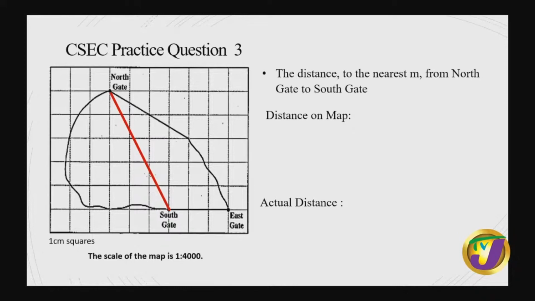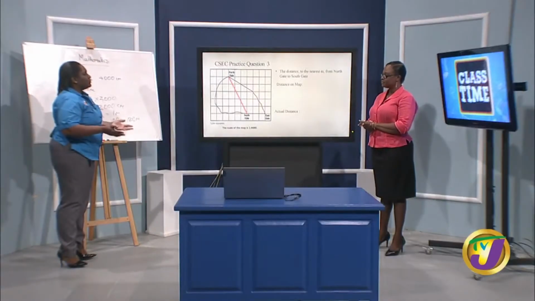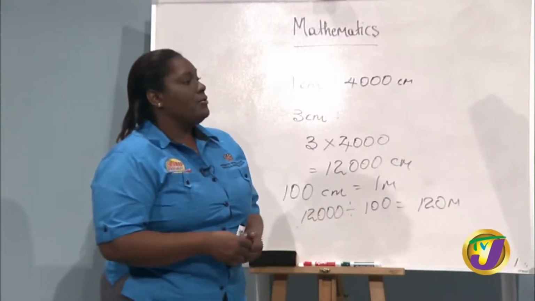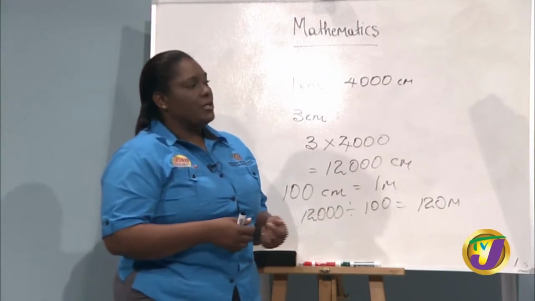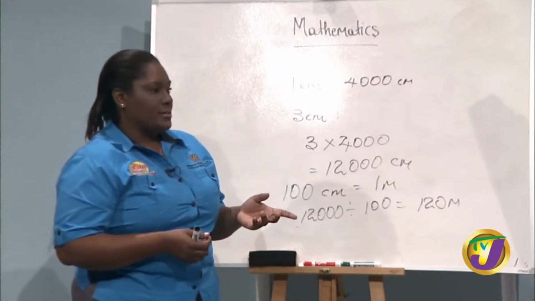Now, one might ask, how are we going to be finding that distance? It's a slant line, and we don't know. We are not asked to use our rulers to measure. No, so we need to do some form of calculation. Yes, you would have been exposed to Pythagoras' theorem.